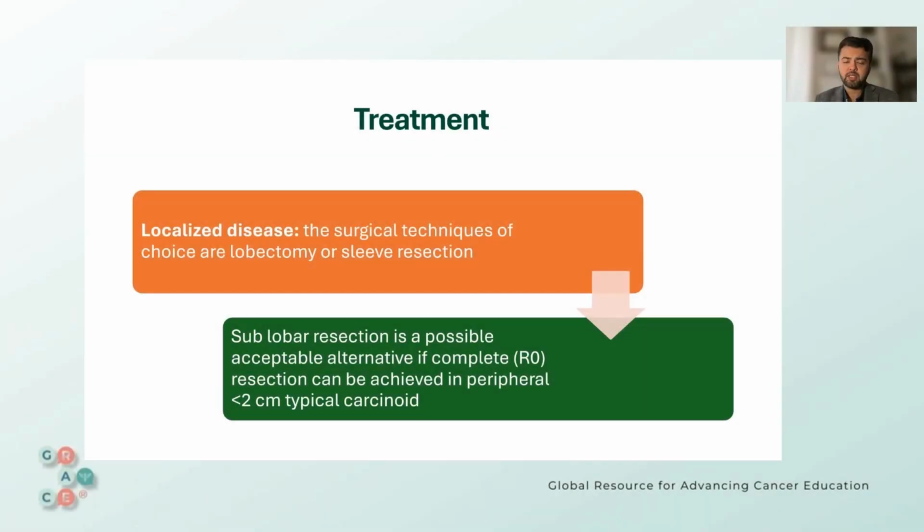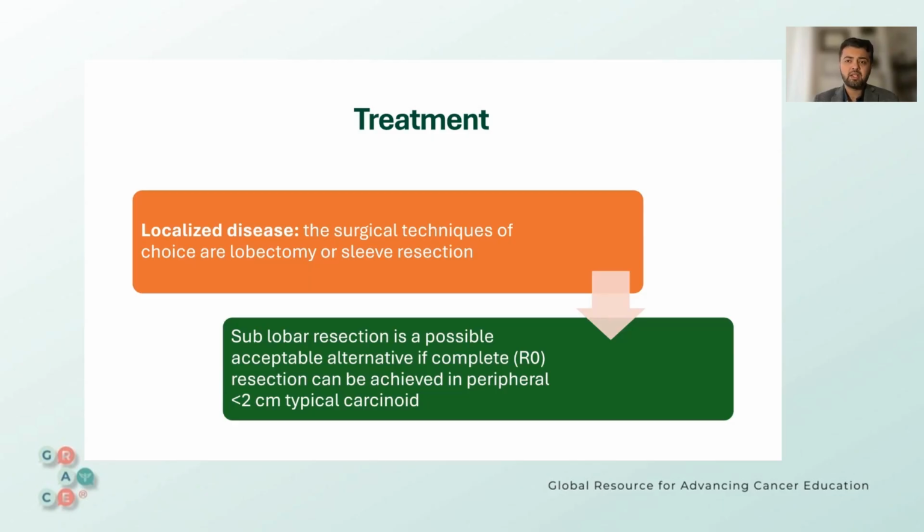So we'll now dive into treatment. For localized disease, the best treatment is surgery. The surgical technique choices can be lobectomy or sleeve resection, and surgeons can discuss this with you in more detail as well. Sublobar resection is possibly an acceptable alternative option if complete resection can be achieved, especially in peripheral tumors which are less than 2 centimeters, like a typical carcinoid.